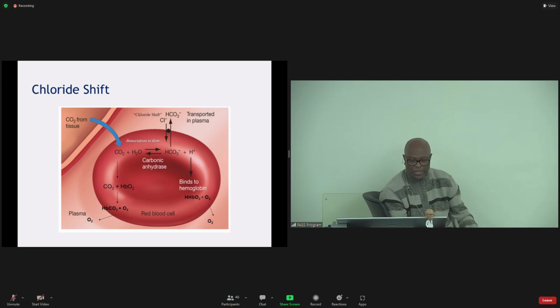When you get to the lungs, folks, what do you do? Reverse everything you see here. Reverse the whole reaction, and you go back to CO2 and water and exhale CO2 and water. When you exhale, you've got humidified carbon dioxide coming out of your mouth or your nose. That's because you just reversed everything you see here. So that's why arterial chloride is higher, because it just came from the lungs.